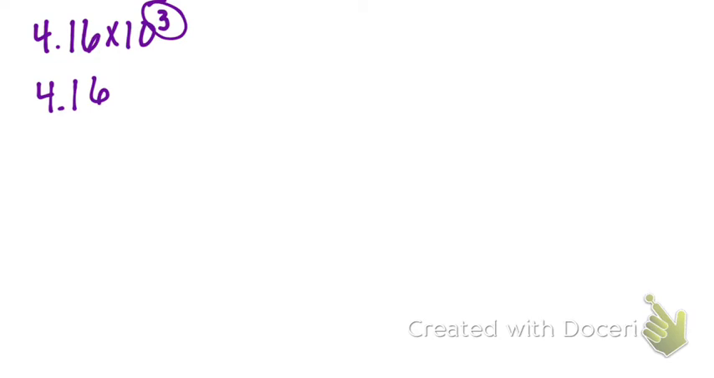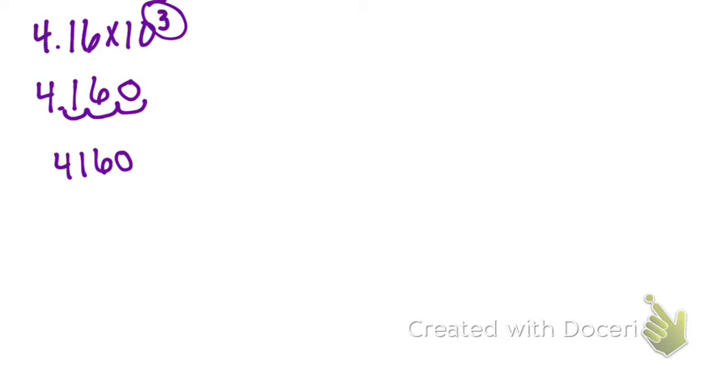Big. So I'm going to move it to make my number bigger. 1, 2, 3. I add in a 0, right? Whatever extra space I have, I add in a 0, and I'm at 4,160.